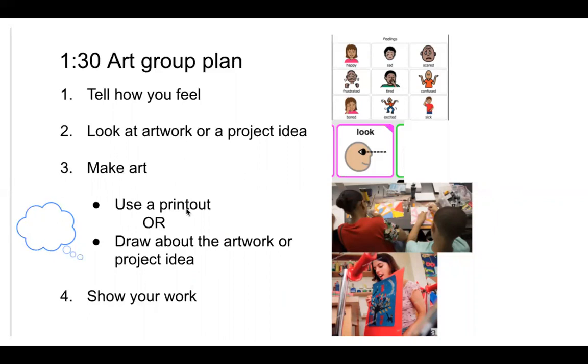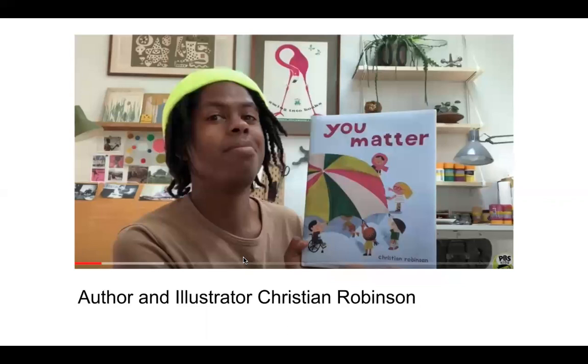We'll make art, and if you're using a printout, you could do that instead, but you could also do what we're doing in the group, and then you can show your work. So here's a picture of the author and illustrator, Christain Robinson. And later in the week, we'll be reading the book You Matter. So this is one planned project of how to think about some of the pictures in the book You Matter.